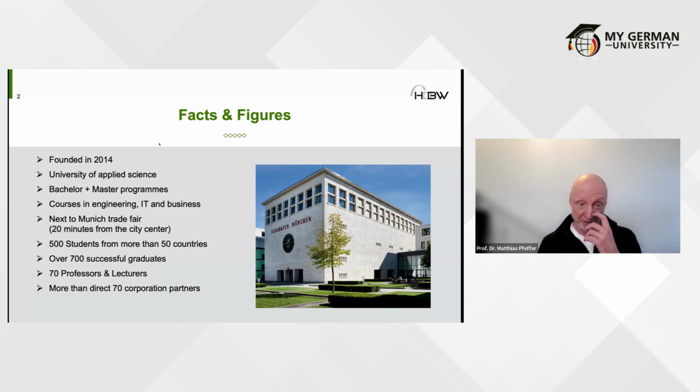But it's very international, more than 50 or even now more than 60 or 70 countries where students come from. So it's very international. Most of the study courses we do at the moment in English. In the last years, we have had more than 700 graduate students, and 70 professors and lecturers are teaching you. All of the professors are having a job or doing business in the industry as well, so that the connection between industry and university is always present. More than 70 direct cooperation partners. So direct means we're really working together with them, doing projects, exchanges, whatever.